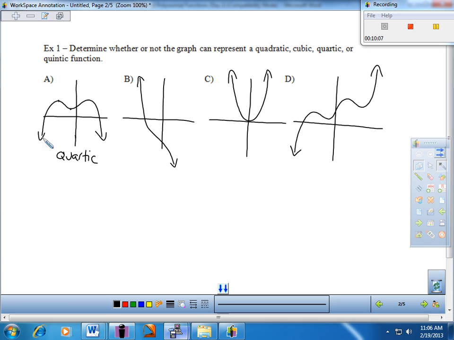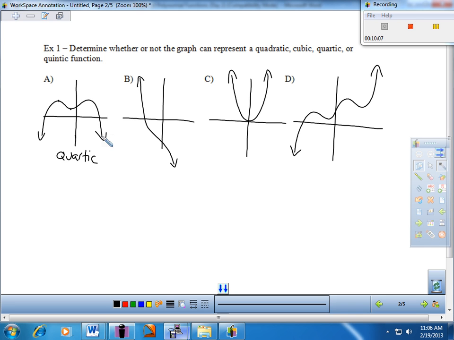So quartic is even, end behavior is going to be the same, fall, fall. Does that make sense? And then quintic, could it be quintic? Well, I guess the turning points we could consider it being okay, because quintic has at most 4 turning points. But here's the end behavior. What do we know about quintics? End behavior is opposites. Here the end behavior is the same, so it cannot be quintic.